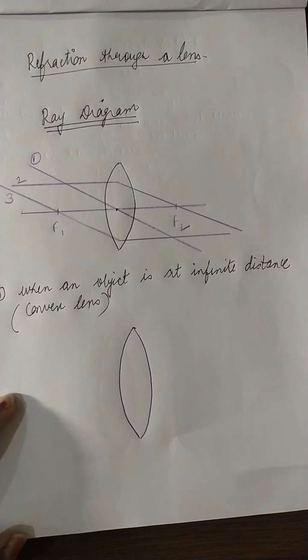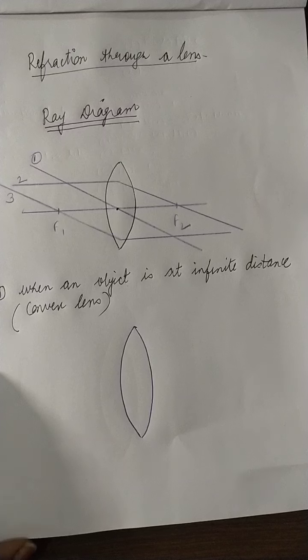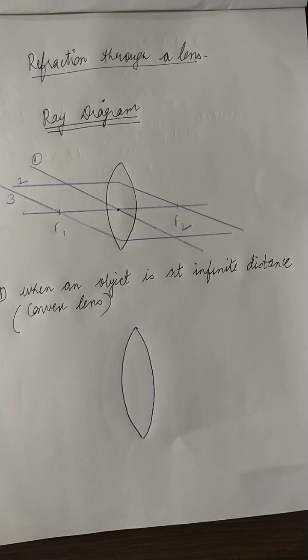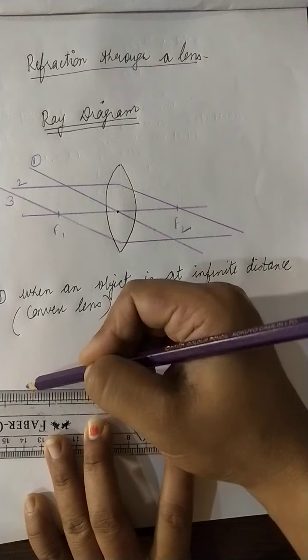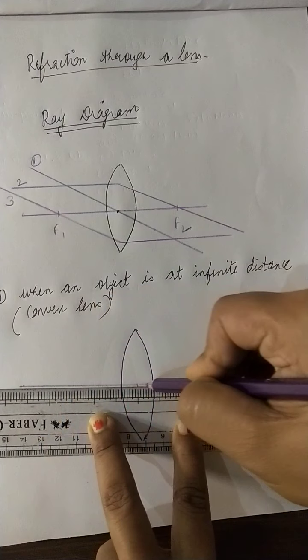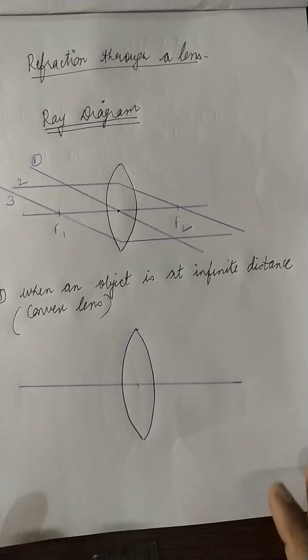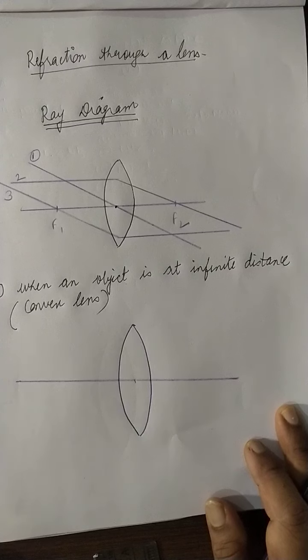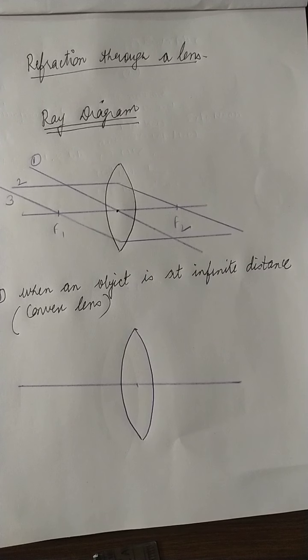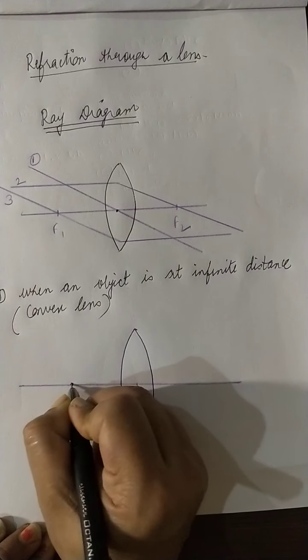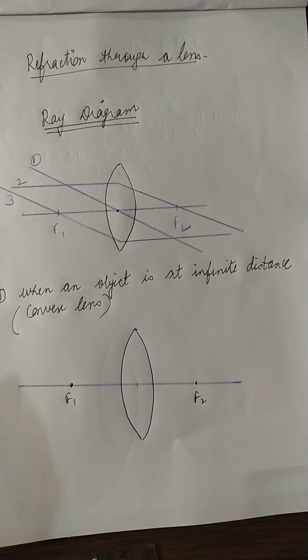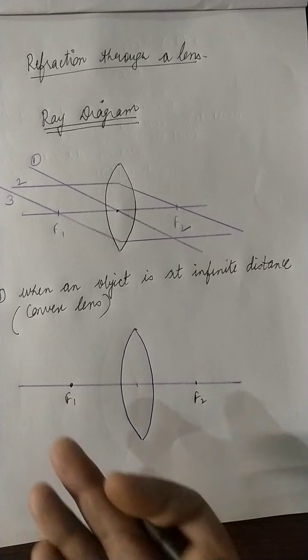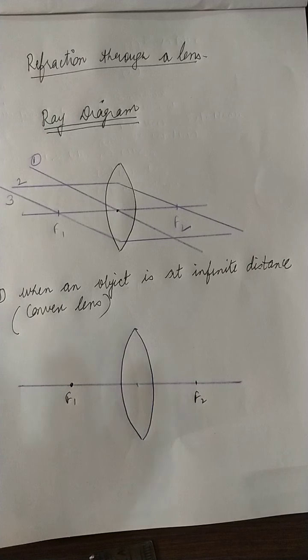Another name for a convex lens is converging lens, right? First we'll draw its principal axis. This is the optical center, and the principal axis will pass through the optical center, right? This is the principal axis, right? Here we have the F1 point, the focal point. This is the F2 point. You know that refraction can take place from both surfaces, this and this, right?